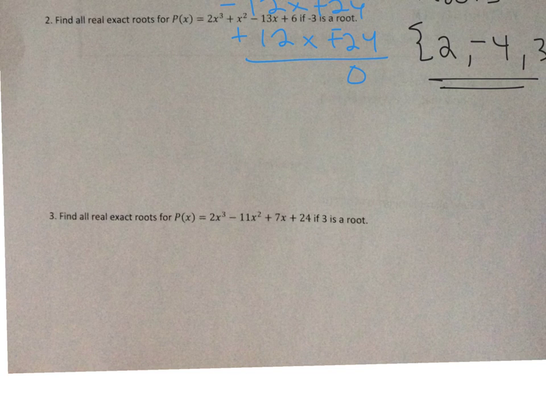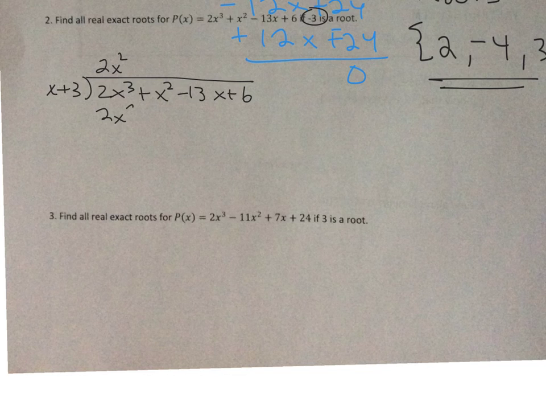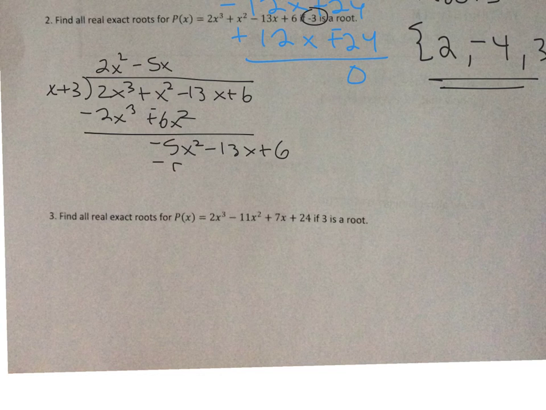So the next 2 examples are pretty much the same thing. We want to show that x plus 3 is a factor, so negative 3 is a root. That means that x plus 3 will divide into 2x cubed plus x squared minus 13x plus 6. So that's going to be 2x squared, then multiply it out, and you get negative 5x squared minus 13x plus 6.